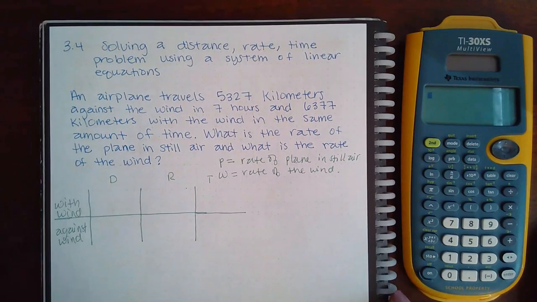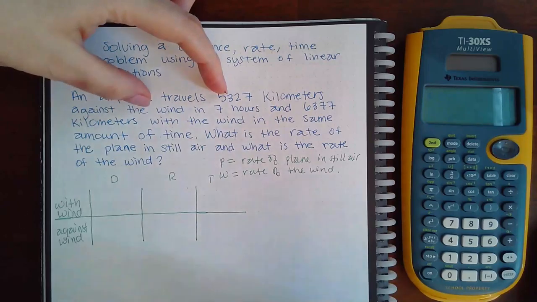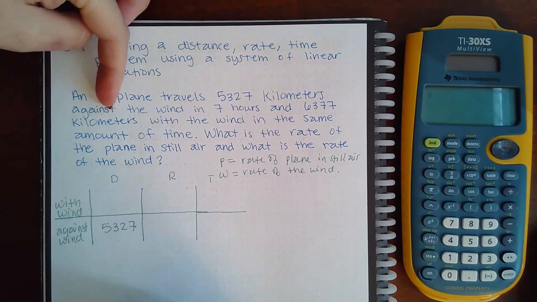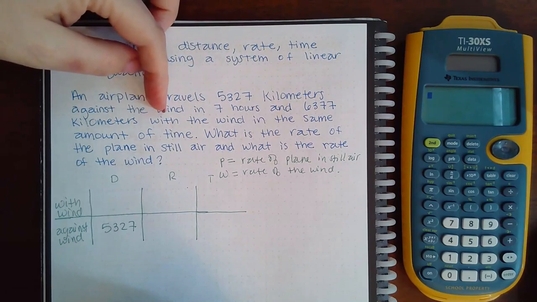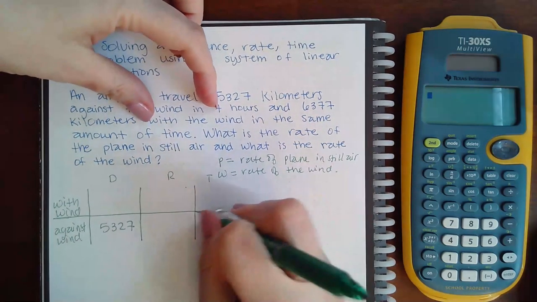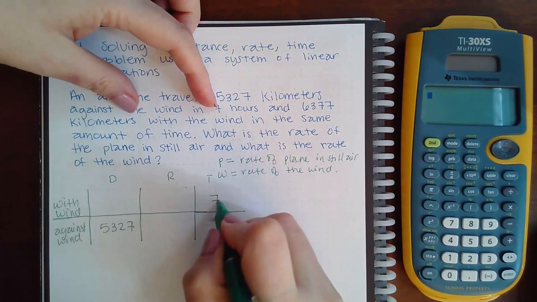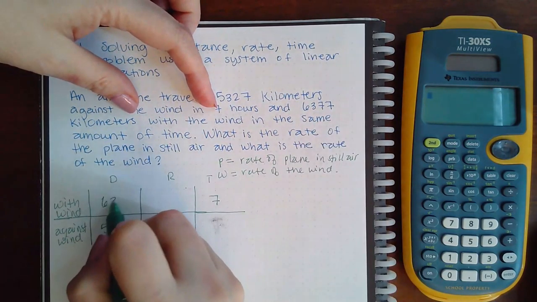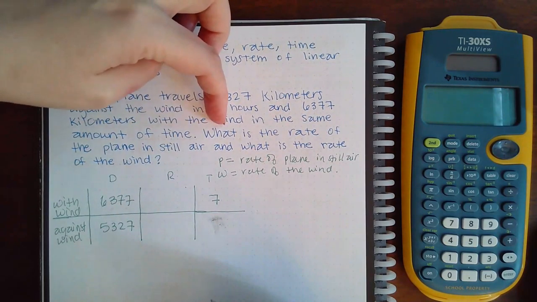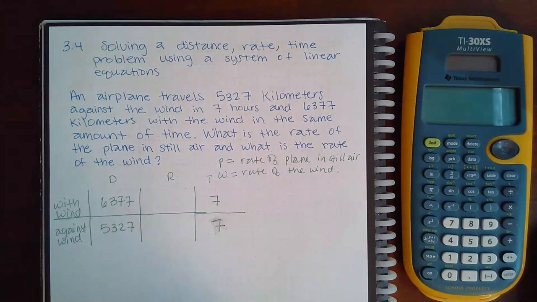Okay. So it says the airplane travels this many kilometers against the wind. So that's going to be my distance here. And then against the wind in 7 hours, so I know the time. I know the time with the wind, 6,377 with the wind in the same amount of time. So that means that both of these are going to be 7, okay?